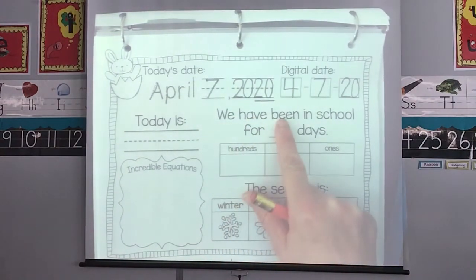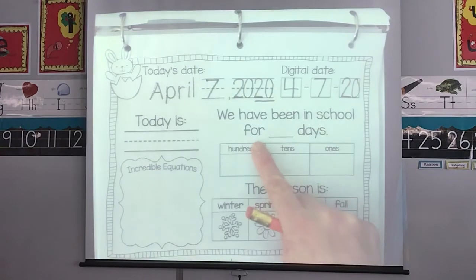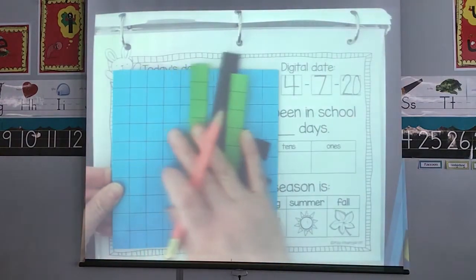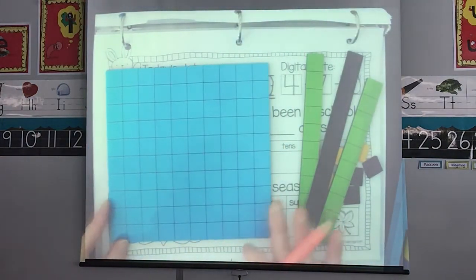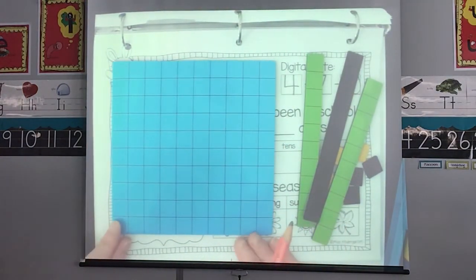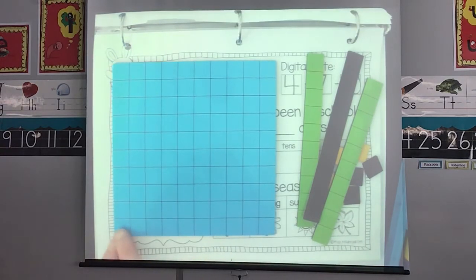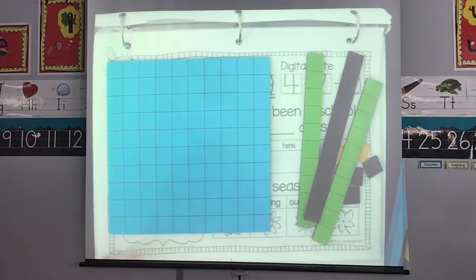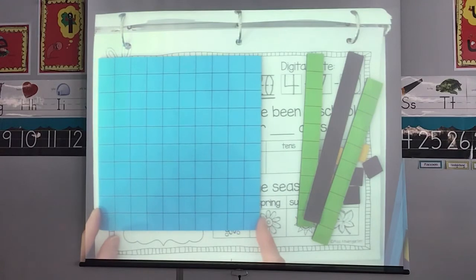We have been in school for, okay, here we go. We have our big base 10, and this one, we're going to do our counting by 10. So I'm going to go a little faster, so stay right with me. Say the counting by 10 with me. We're going to count the whole block. 10, 20, 30, 40, 50, 60, 70, 80, 90, 100. Well done. Give yourself a little pat on the back.